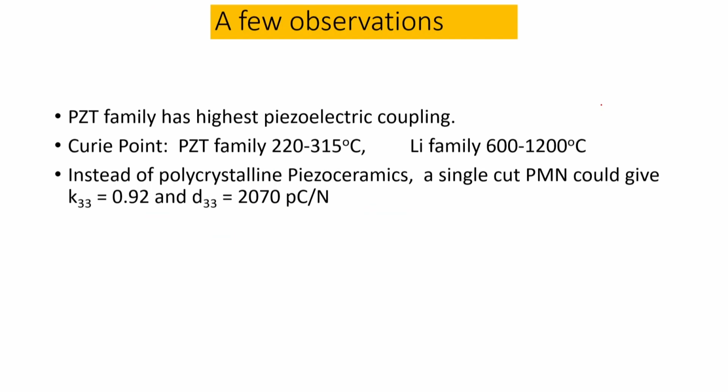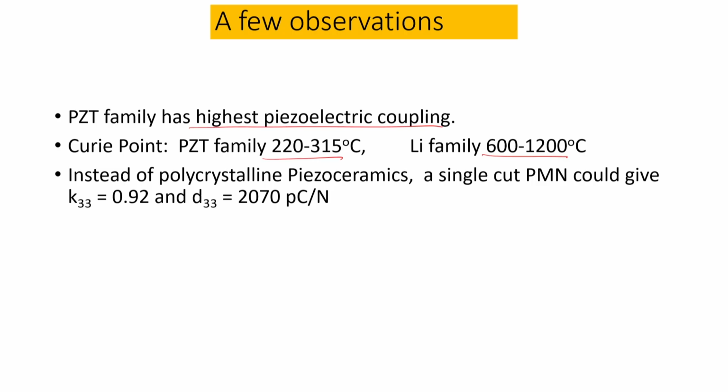So, you can get a comparison of different piezoelectric materials through this table. A few observations you can note here is that the PZT family has the highest piezoelectric coupling, and their Curie point is 220 to 315, whereas the lithium family has a higher Curie point. That is why they are used in applications where piezoelectricity is required at a high temperature. So, they can work as a better sensor than the PZT family because of the high temperature range.